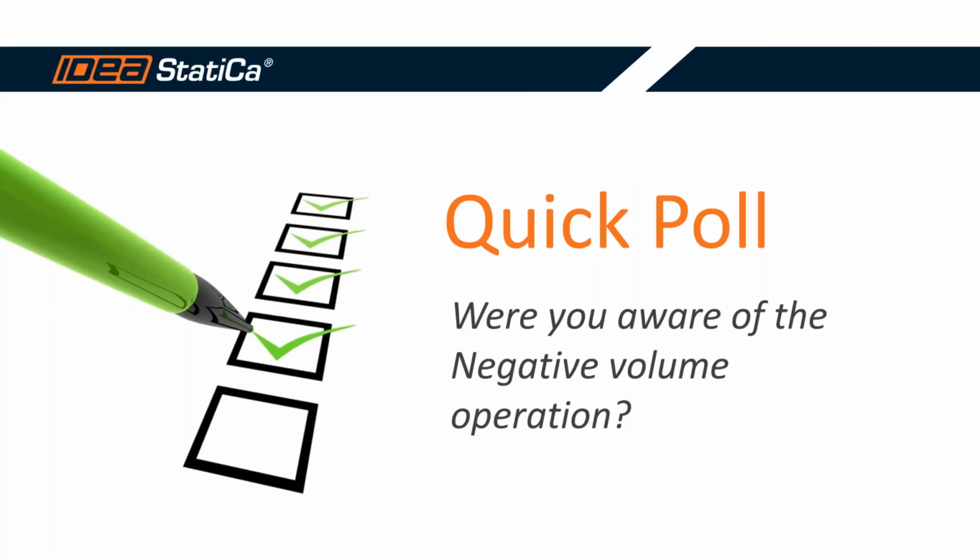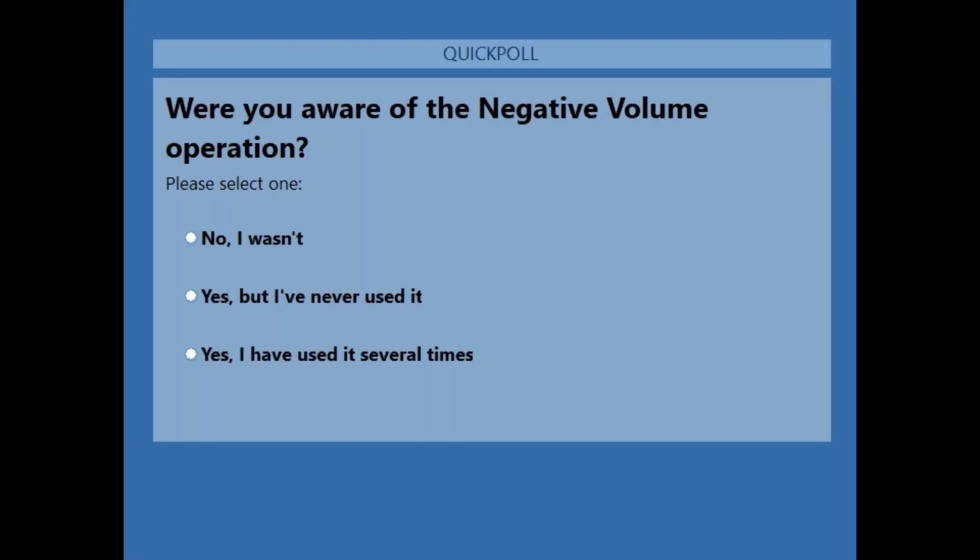Okay, so before we move to the next part, you've seen that Kostis has used a negative volume operation. So it would be really interesting for us to know if you were aware of this operation. So I'm just going to quickly run a poll. So just use your mouse to select either of these options. Negative volume is an operation that was added in version 10, so it's relatively new, so it would be interesting for us to see if you were actually aware of this and if you have used it so far.